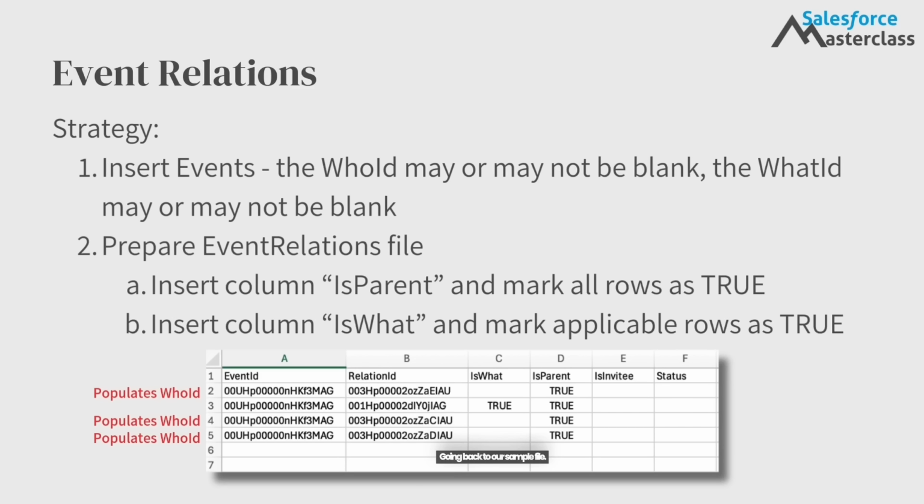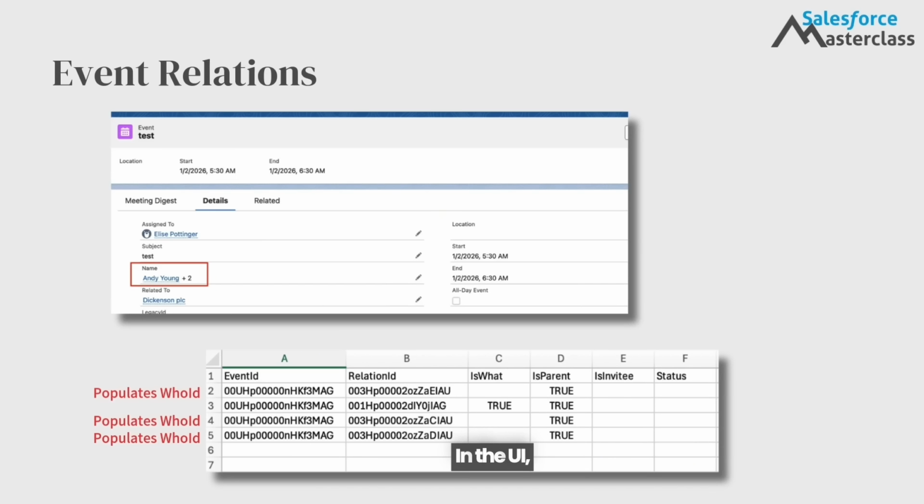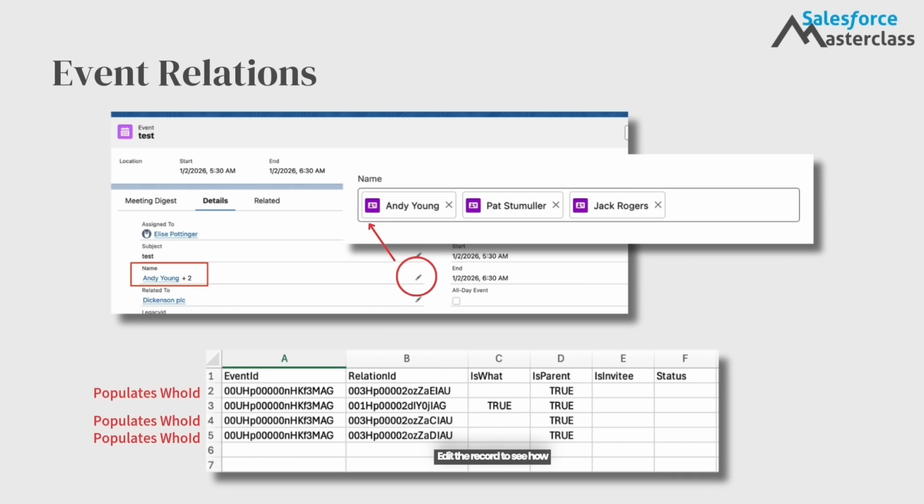Going back to our sample file, the 3 contact relations marked as isParent equals true are inserted as event attendees. In the UI, you can see that the name field has the first person named plus 2 more. Edit the record to see how the contact names appear in the name field.